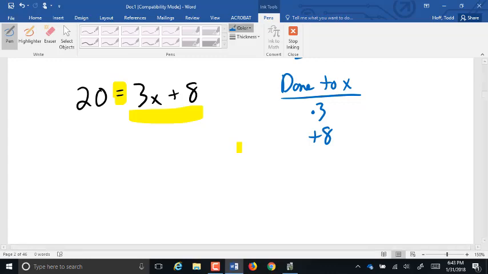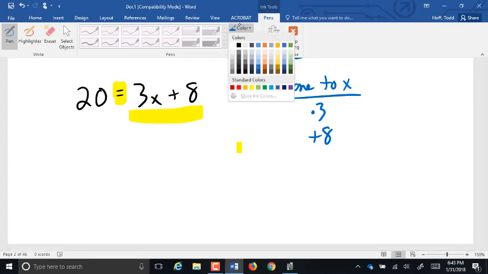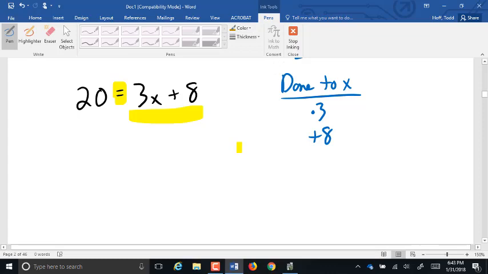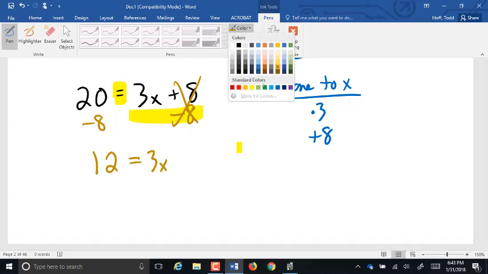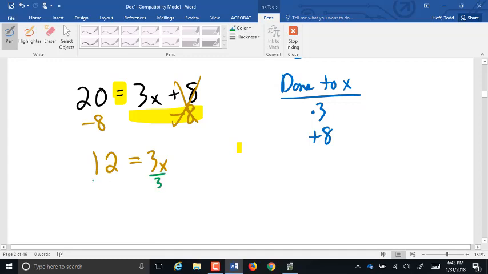To take it apart, what do we have to get rid of first? We have to get rid of the 8. So subtract 8. Very good. So the 8's gone there, leaving us with 3x. 20 minus 8 is 12. And then divide by 3. Very good. 4 equals x.